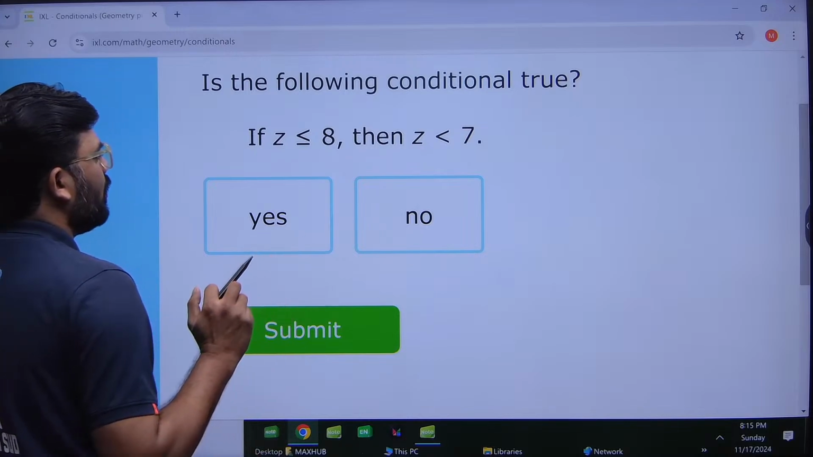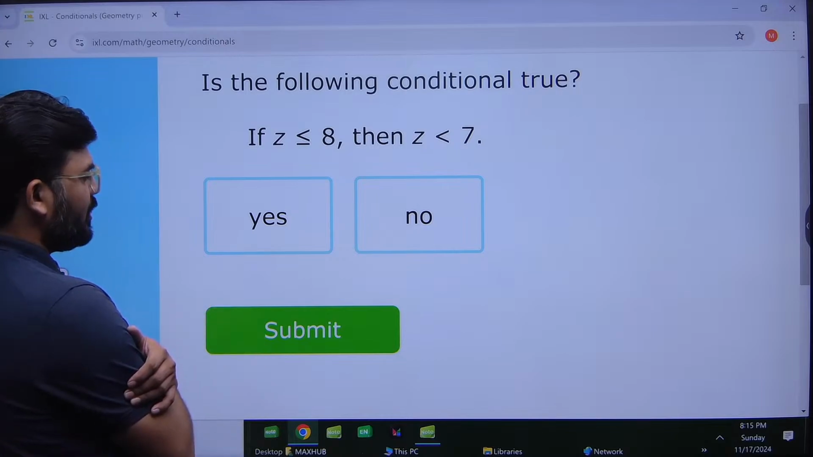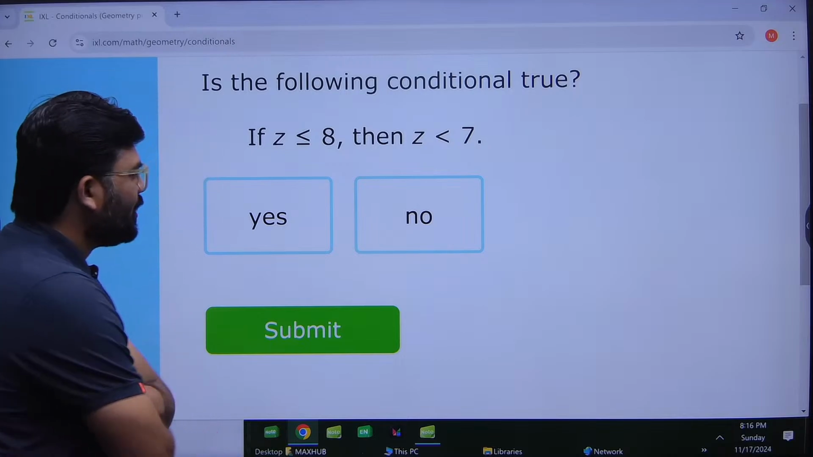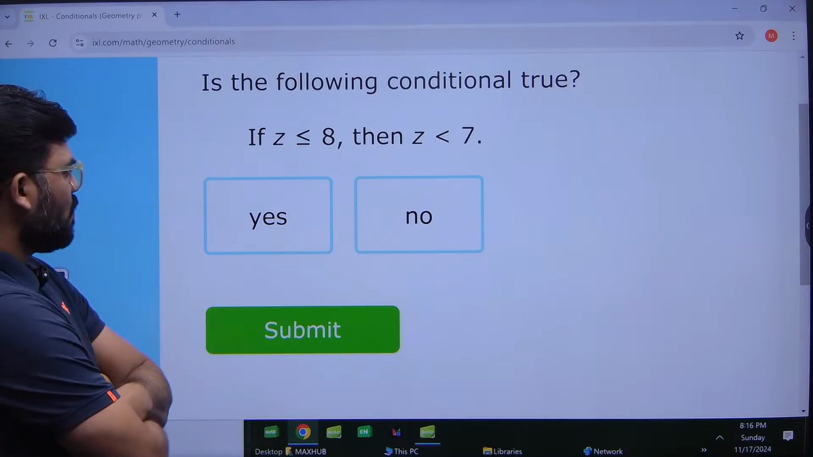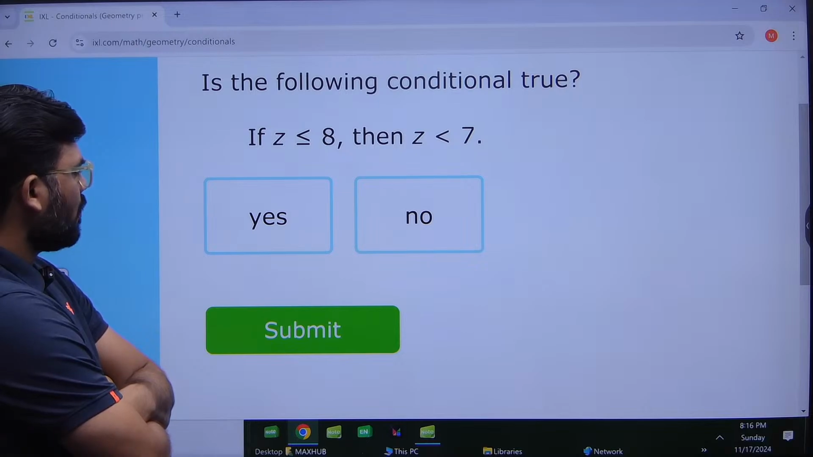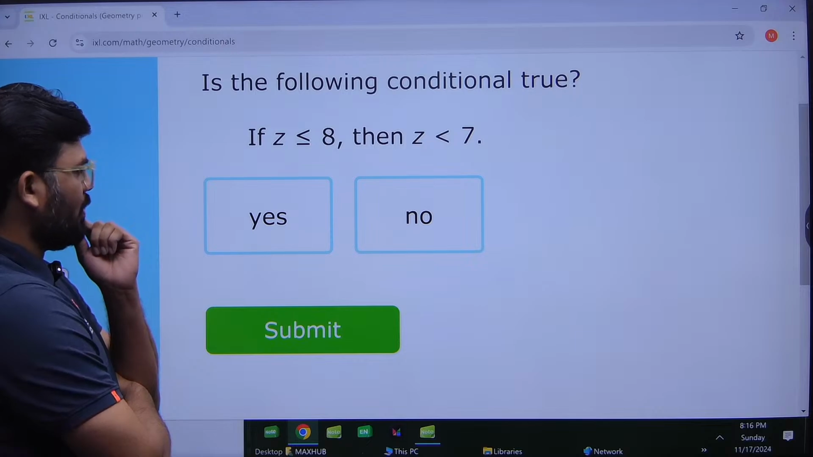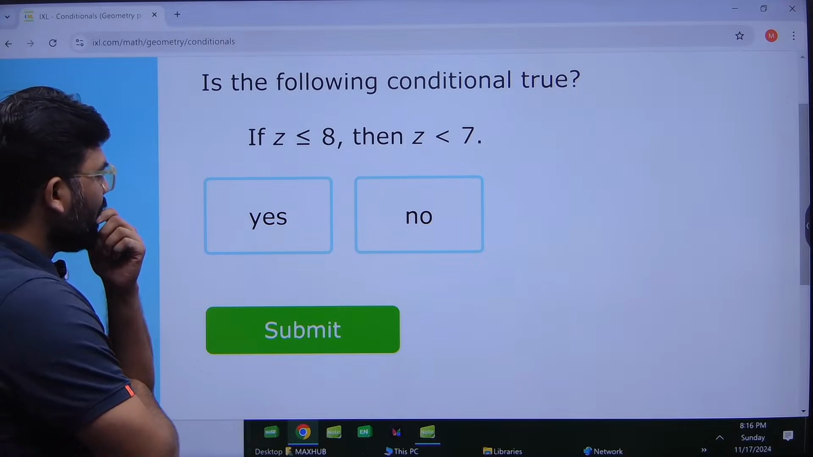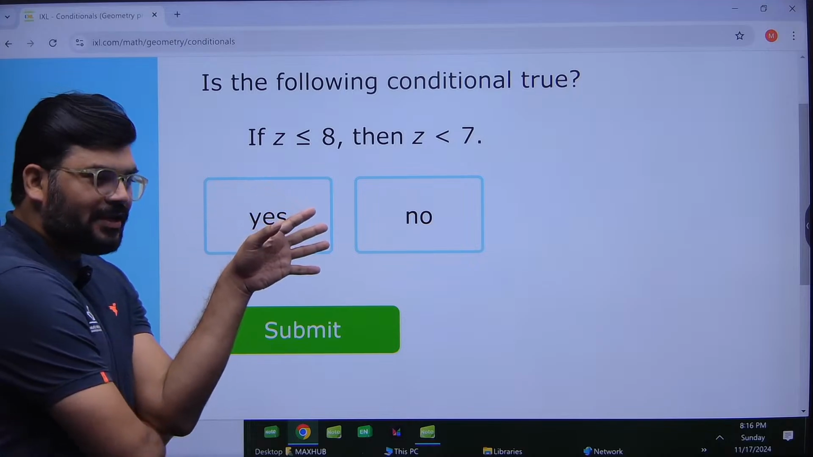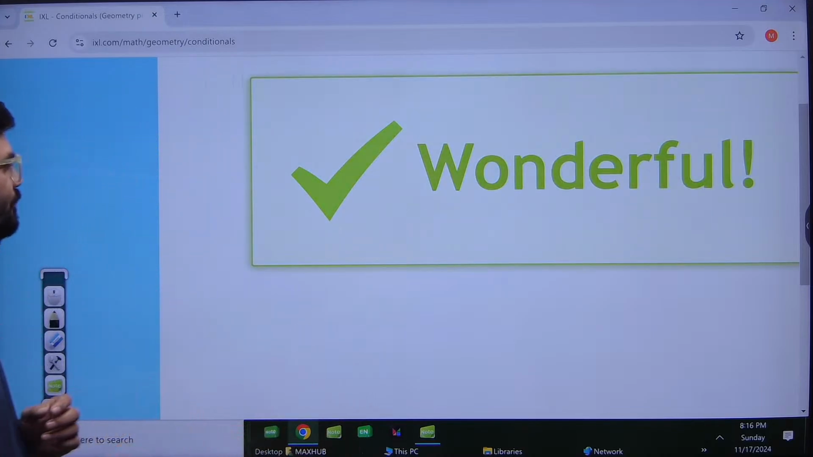But you know what? If Z is less than 8, then Z is less than 7. You are saying no, Z can be equal to 7 as well, right? Yeah. So Z is less than 8, Z is less than 7 can't be true, Z can equal 7. Okay, good one. Good logic.